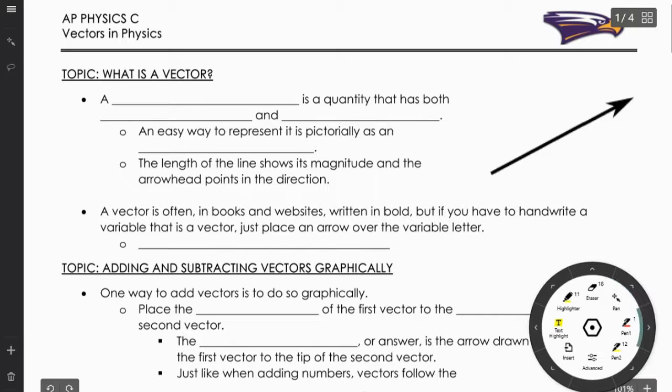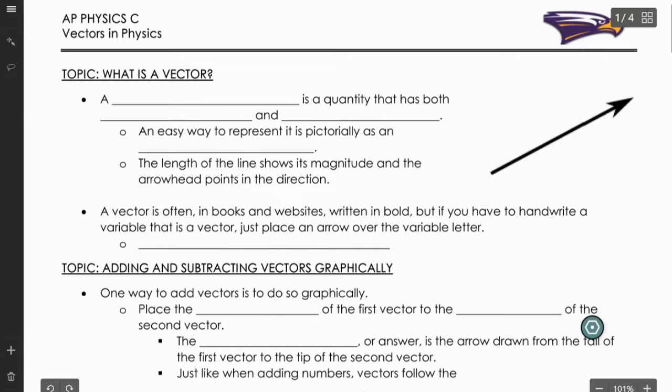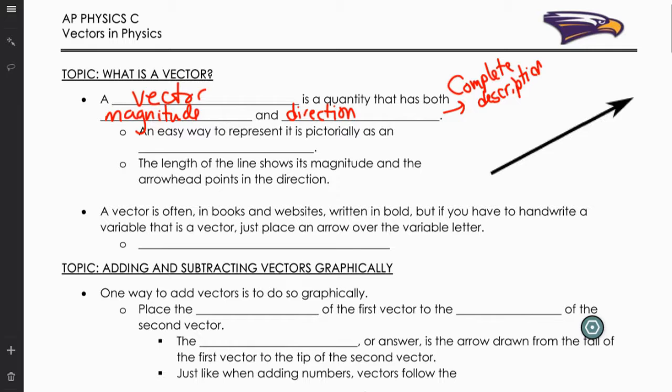Okay, so the first thing, right? What is a vector? A vector is a quantity that has both magnitude and direction. So it has to have a size, right? And it has to have a direction. That's what separates it from a scalar quantity. So this is really a complete description, right? At times a scalar tends to be incomplete because it doesn't give you this direction piece.